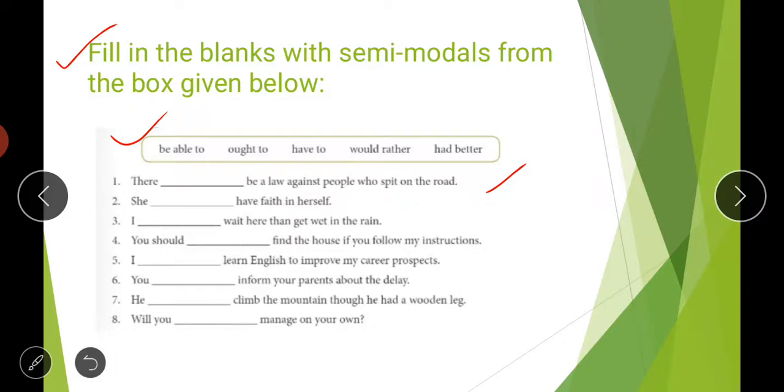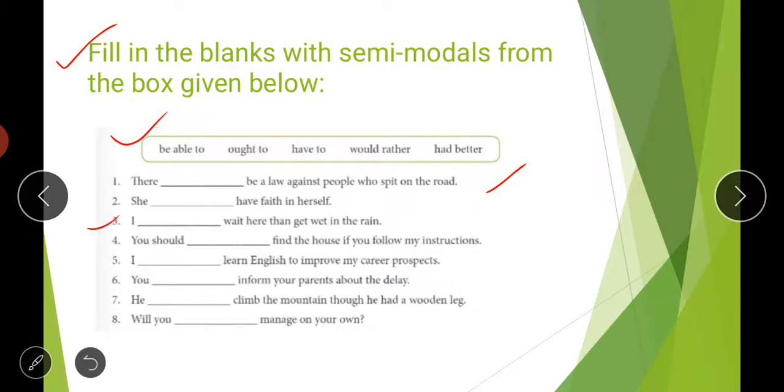Then third is, I dash wait here than get wet in the rain. I would rather wait here than get wet in the rain, कि मुझे यहीं पे खड़े होके वेट कर लेनी चाहिए. अदरवाइज आई विल गेट वेट इन द रेन. अगर मैं जाऊँगा तो रेन स्टार्ट हो रही है, तो आई विल डेफिनेटली गेट वेट इन द रेन. सो दैट इज़ वाई I would rather wait here than get wet in the rain.